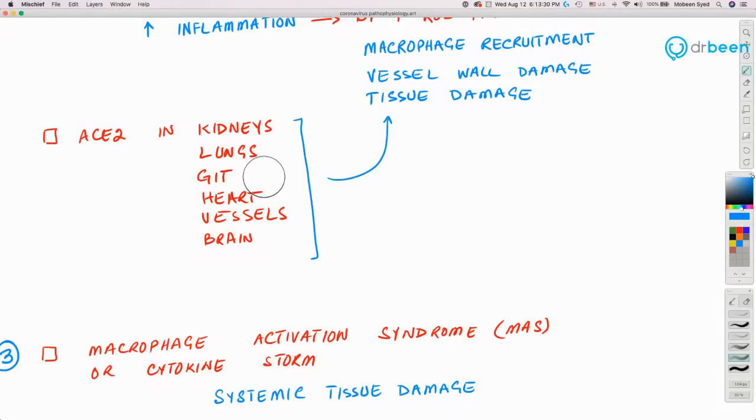Number two, hypoxia. When the lungs are damaged and oxygen is low, that would cause damage to the kidneys, because kidneys are very highly performing tissues, just like the heart is a very high performing tissue. And the high performing tissues, when you give them less oxygen, they become damaged very fast.